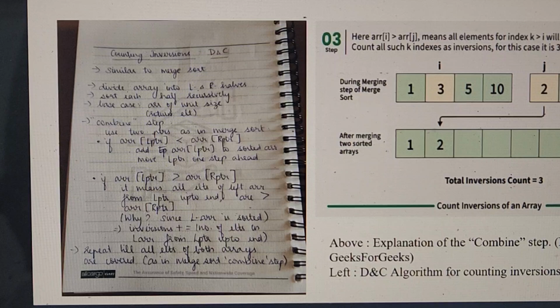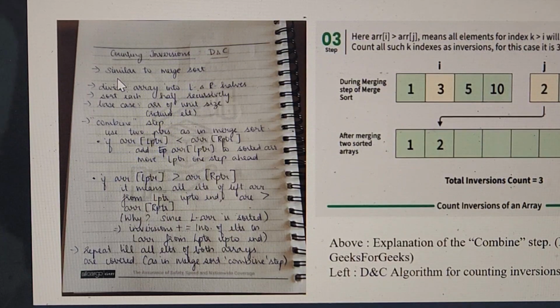You again have two pointers. You put one pointer at the beginning of the left array, one pointer at the beginning of the right array, and you do a linear traversal. You are also going to be sorting the array as you do the traversal, just as you do in merge sort. There is just one extra step in the combine portion. You will first use two pointers as in merge sort. Let's call the two pointers LPTR and RPTR. LPTR is used for the left array and RPTR for the right array. They are initialized at the first elements respectively.